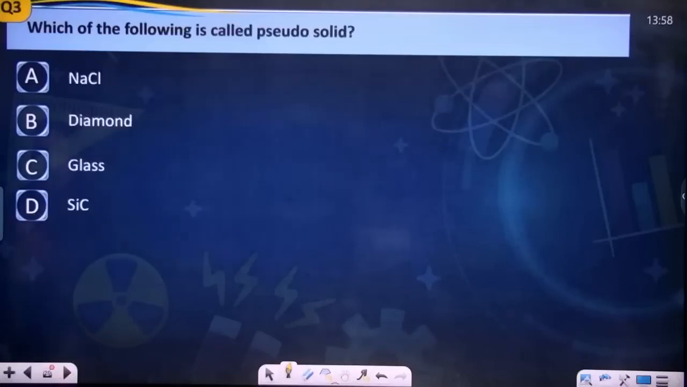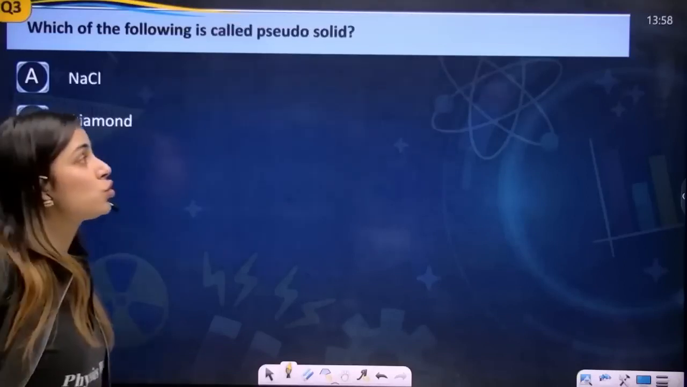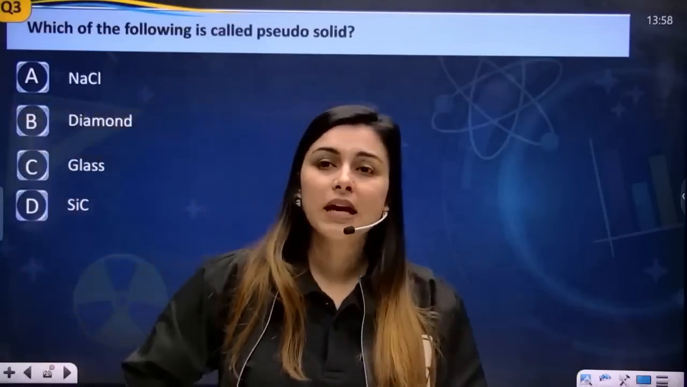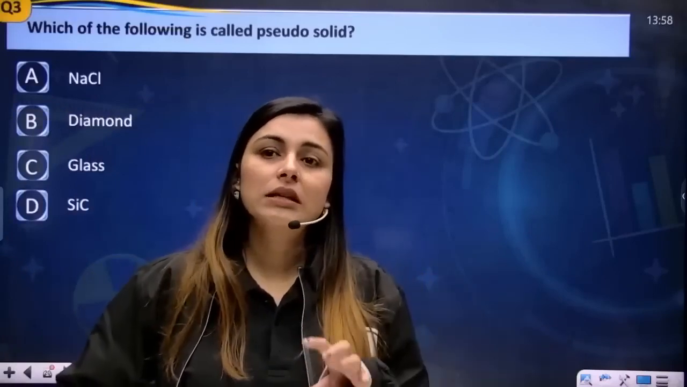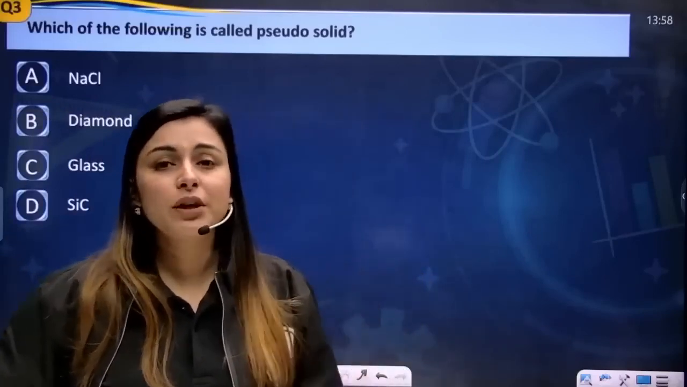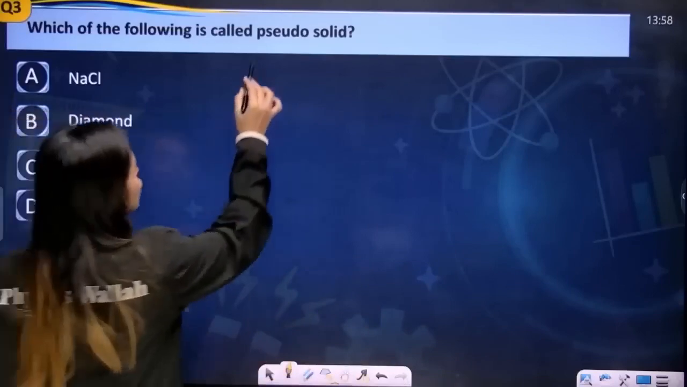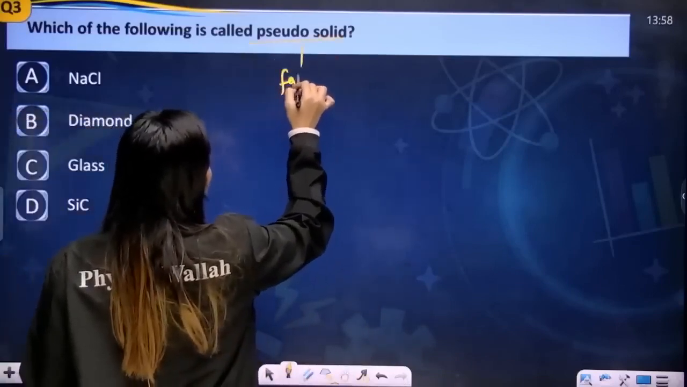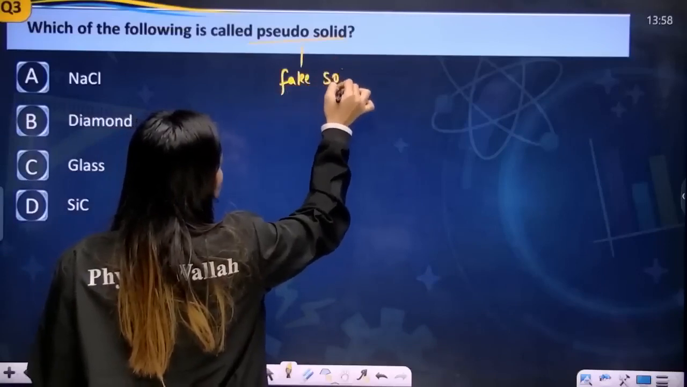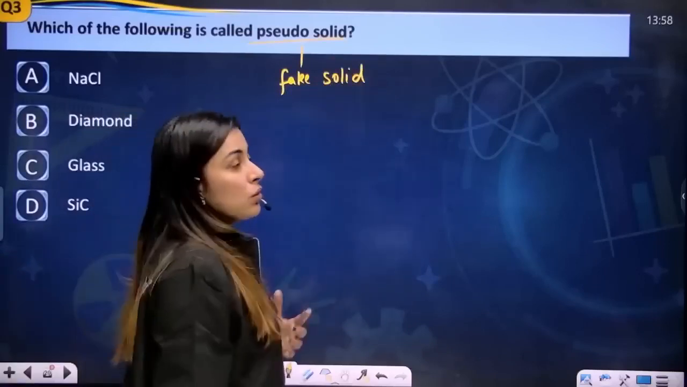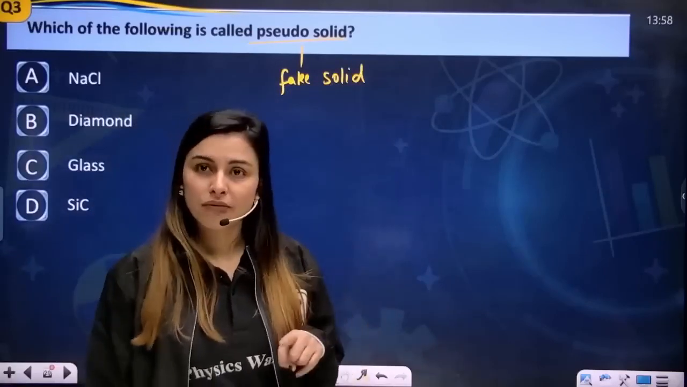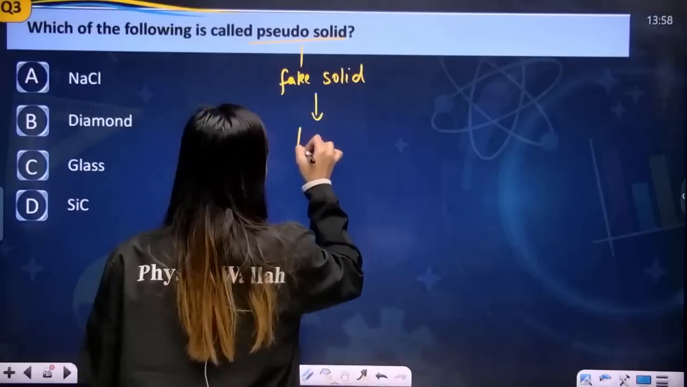Next question. Which of the following is called a pseudo solid? If we talk about a pseudo solid, my dear students, then I know that pseudo solid means fake solid. It is a fake solid. Who is a fake solid? Amorphous solids.